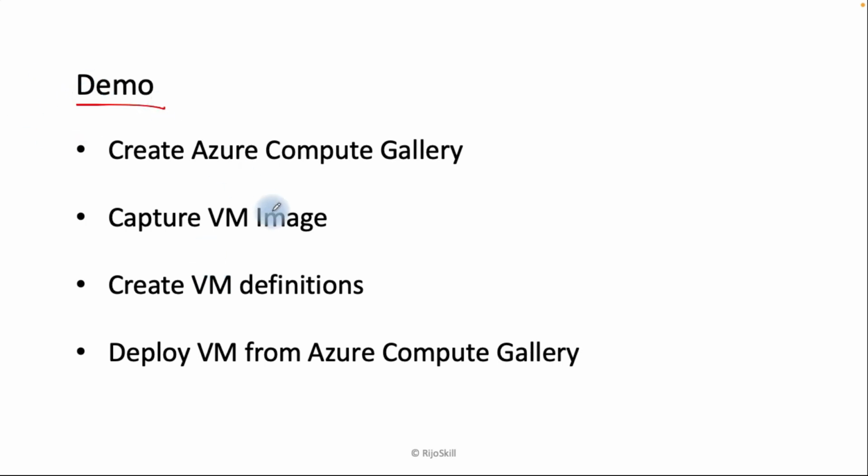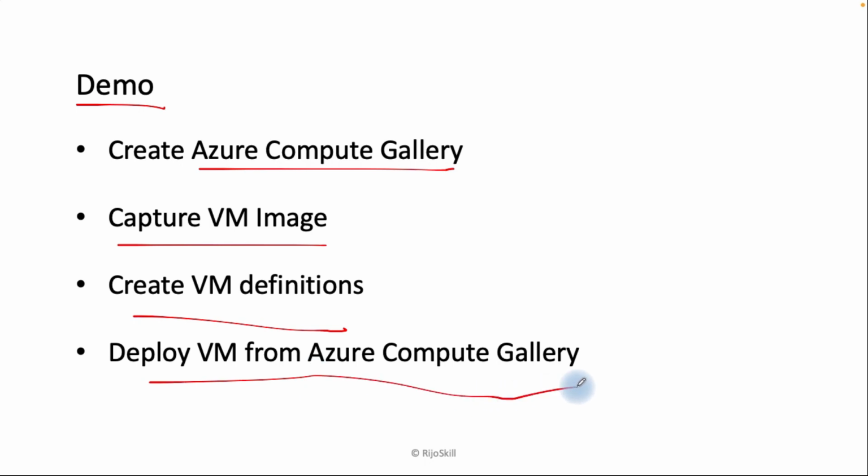So what are we discussing here in the demo? We will create an Azure Compute Gallery and we will capture one image from a running virtual machine. Okay, then after that we will create the VM definition, and the captured virtual machine image we will deploy, and we will show how we can create the virtual machine from the Azure Compute Gallery.